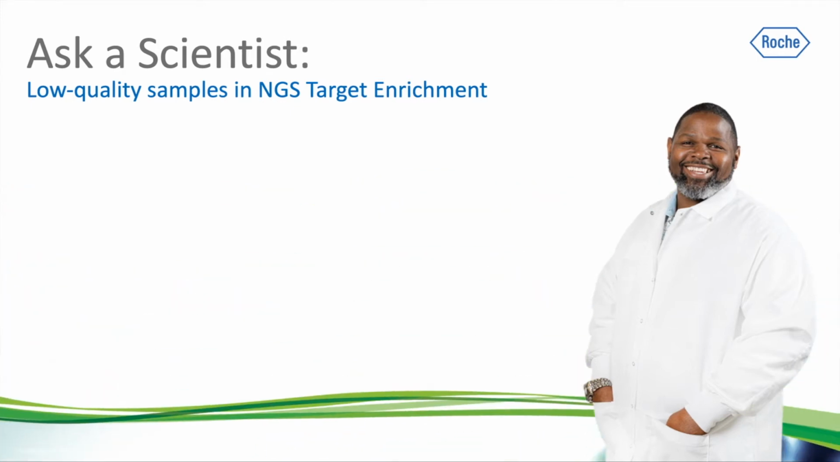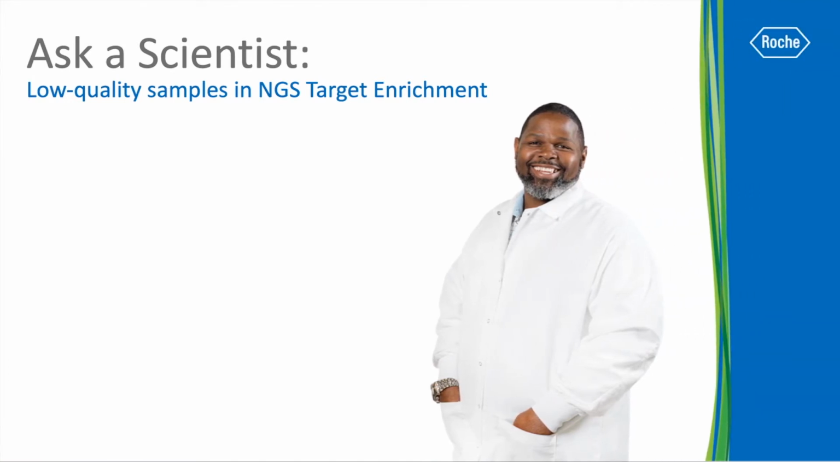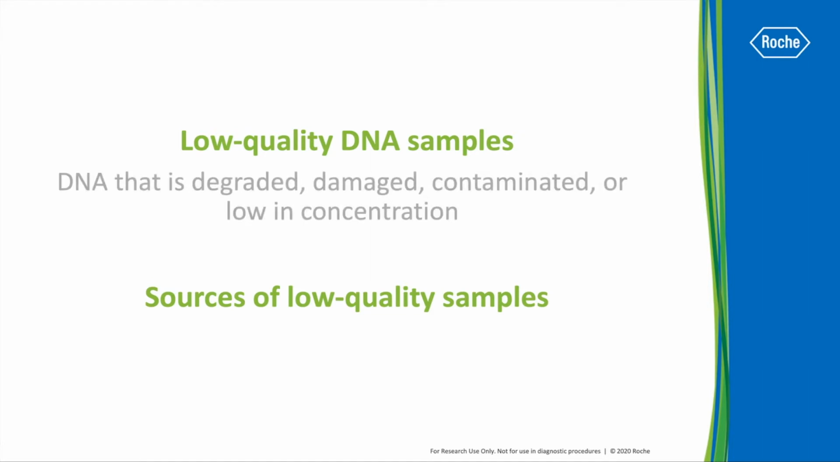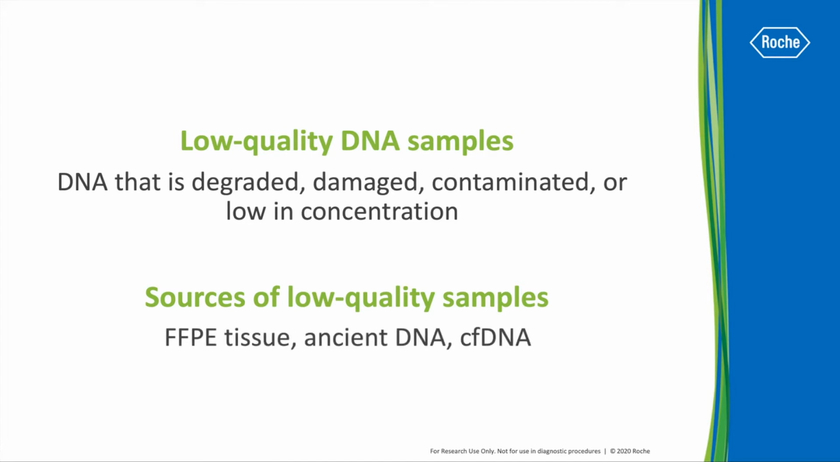In this episode, we'll talk about using low-quality samples in NGS target enrichment. The quality of genomic DNA can greatly impact target enrichment sequencing workflows. Low-quality DNA samples are samples that are degraded or fragmented, damaged, contain contaminants, or contain a very low concentration of DNA. Common sources of low-quality DNA include formalin-fixed paraffin-embedded tissue, ancient samples, or circulating cell-free DNA.